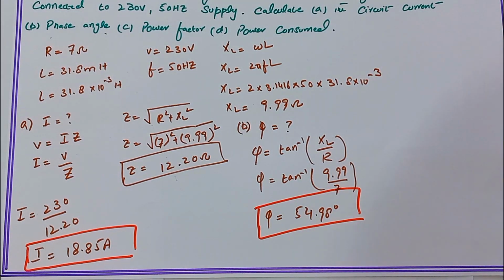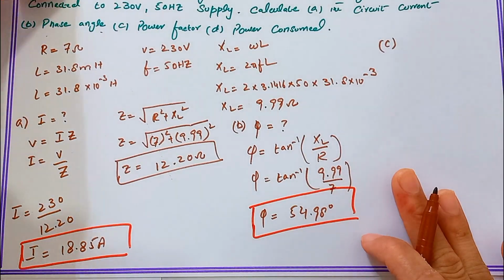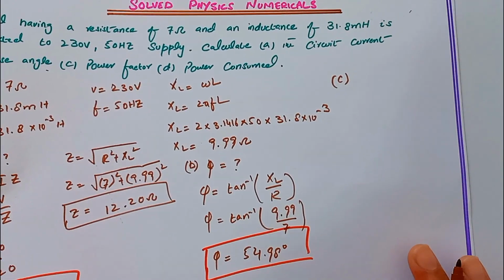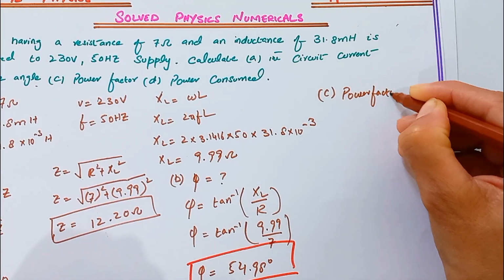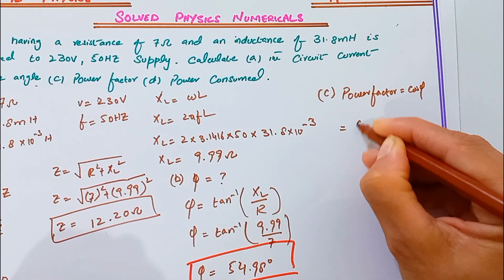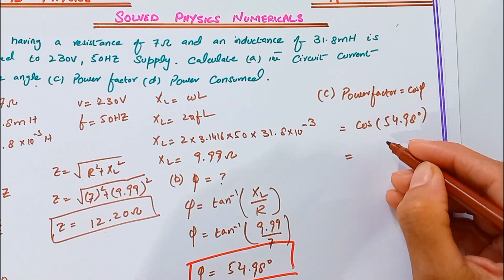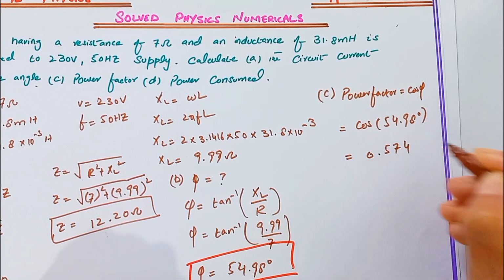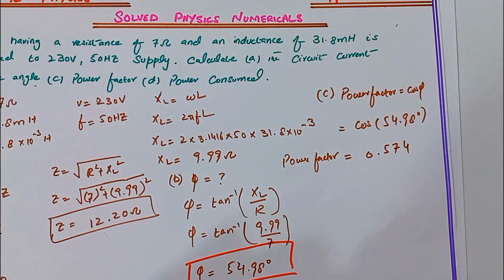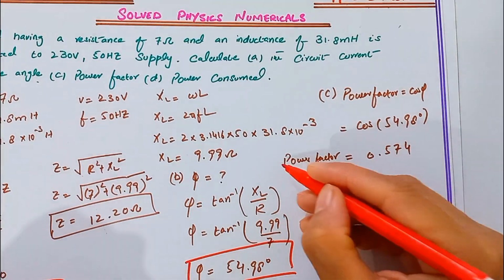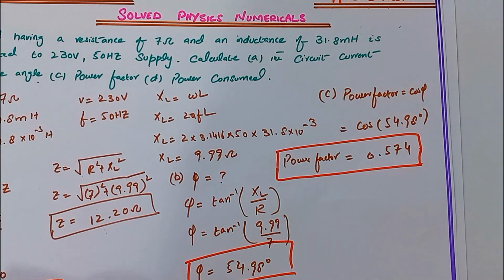Okay, now we find the C part, that is the power factor. We find the power factor that is equal to cos phi. Phi is equal to 54.98 degree. Cos of 54.98 degree is equal to 0.574. That is, we find the power factor that is equal to 0.574.